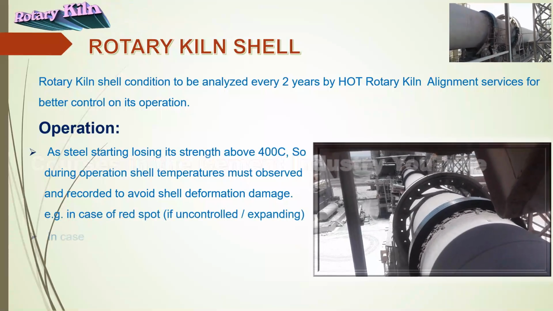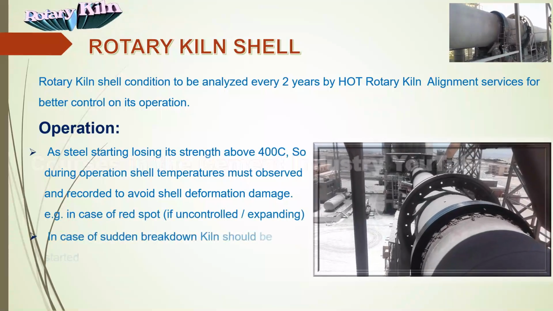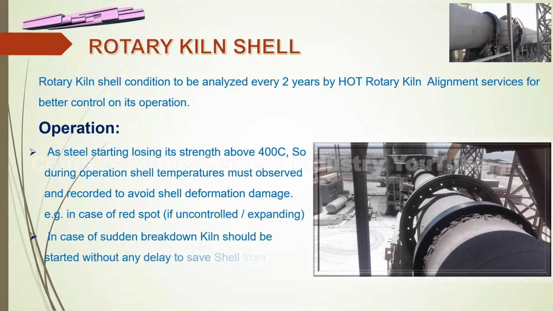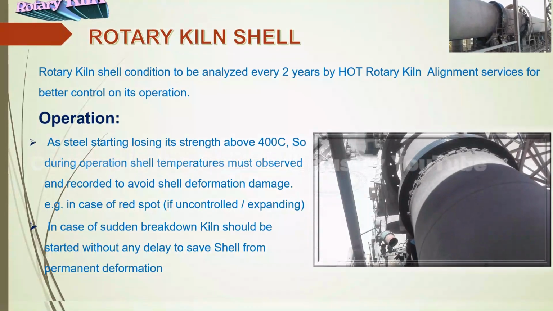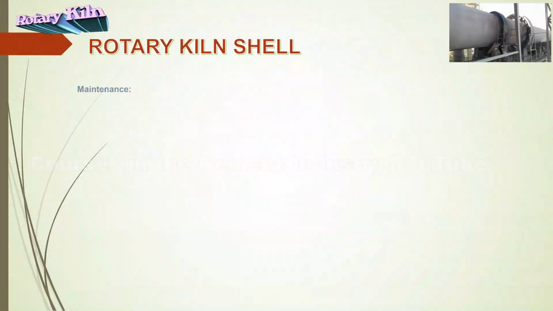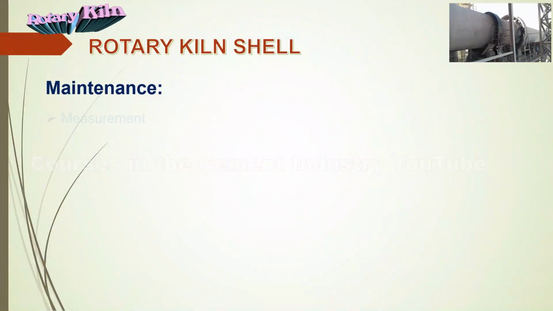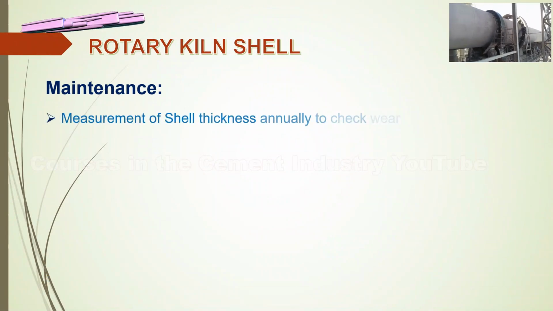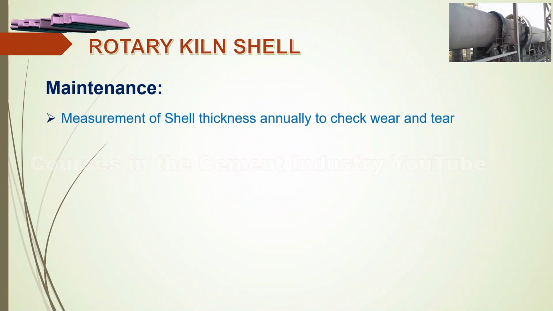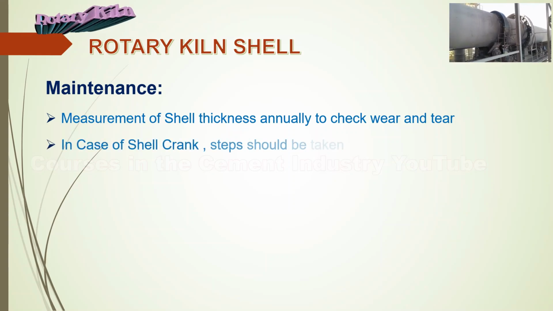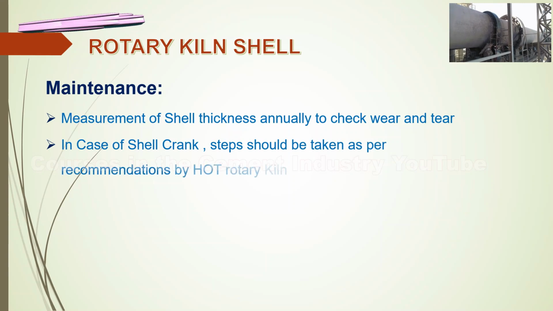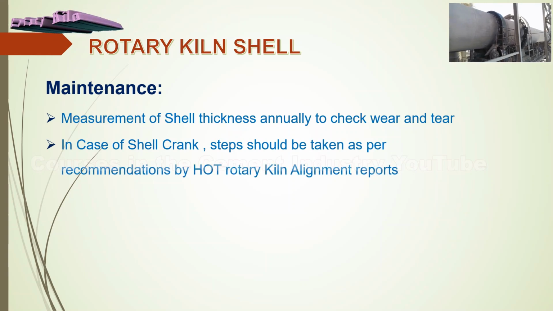2. In case of sudden breakdown, the rotary kiln should be started without any delay, to save the shell from permanent deformation. Maintenance. 1. Measurement of shell thickness annually, to check wear and tear. 2. In case of shell crank, steps should be taken as per recommendations by hot rotary kiln alignment reports. See this video.